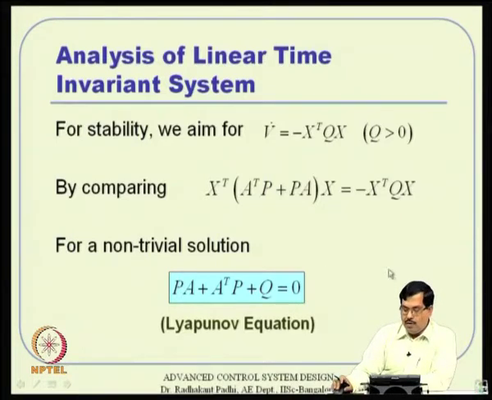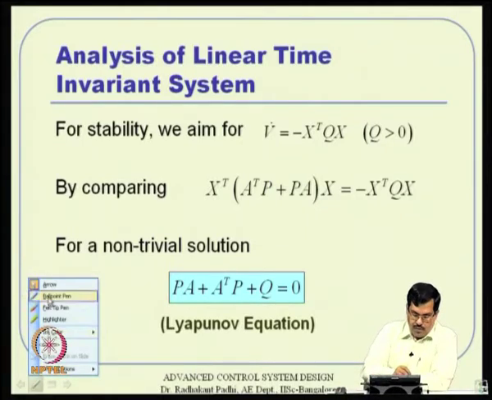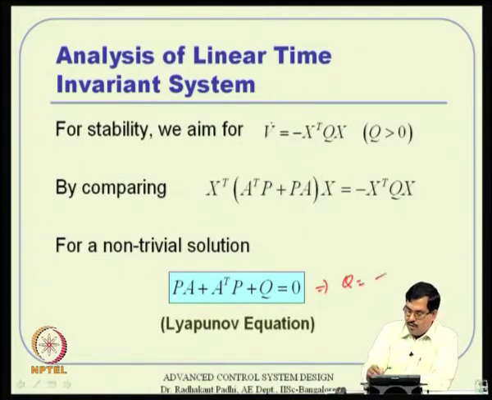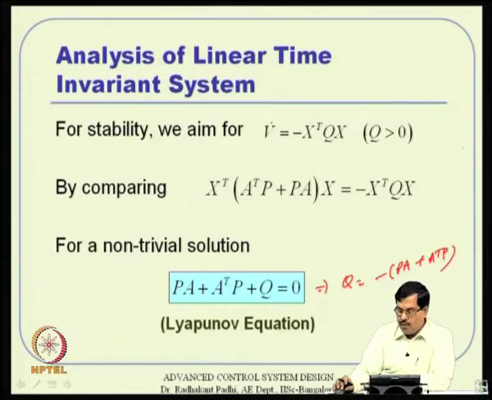Obviously, if I solve for Q, this expression gives me Q equal to negative of (PA plus A transpose P). So, if I start with a positive definite P, I can simply evaluate my Q, and see whether Q is negative definite or not, and then I am done actually. But it turns out that this is not a very smart way of doing it.